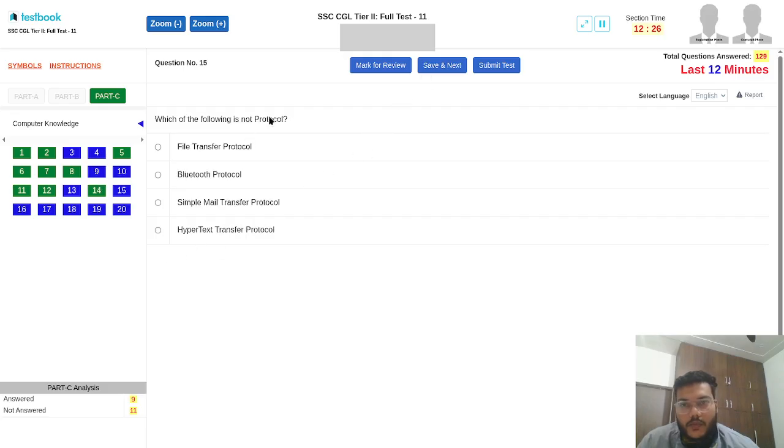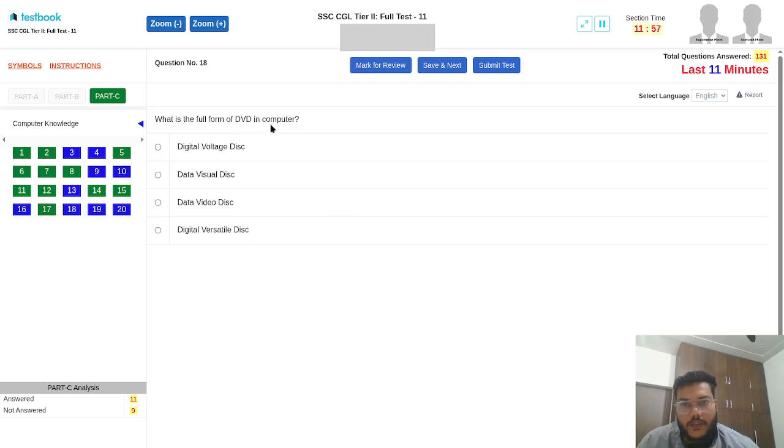Which of the following is not protocol? File transfer protocol, Bluetooth protocol, SMTP, HTTP. Which of the following schemes is aimed at helping accelerate the uptake of broadband? Broadband. Wider access of that. Which keyboard shortcut is commonly used to create a new blank? Control plus N.